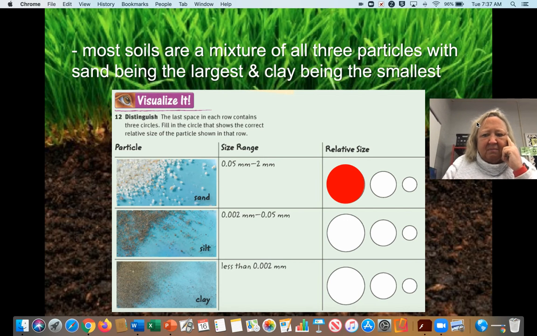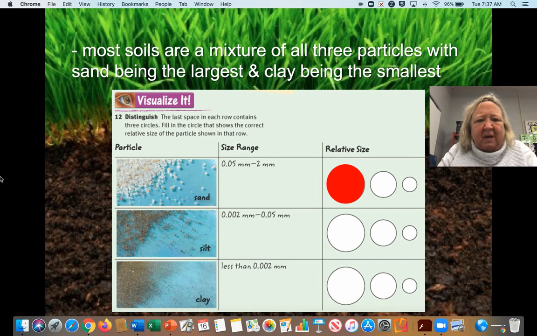Soils are a mixture of all three of these. Sand is the largest. So if you look down here, this is not true at all, but compared, sand is the biggest, and then silt, and then clay.